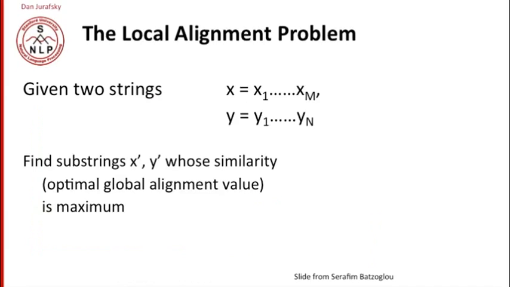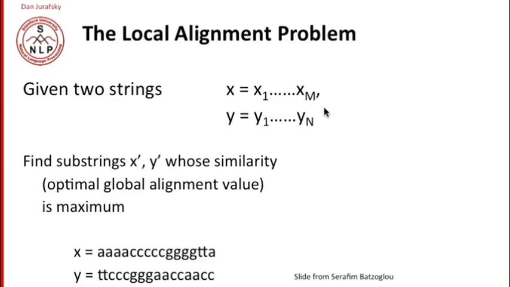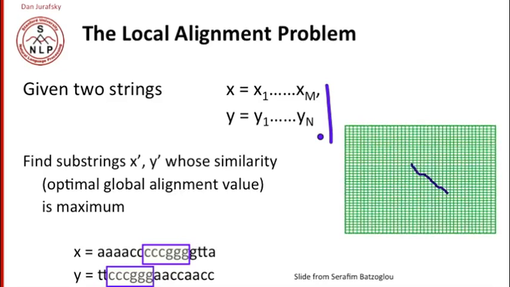A similar extension of the Needleman-Wunsch or the standard dynamic programming algorithm for string edit distance is the local alignment problem. So here's the local alignment problem. We have two strings, x of length m and y of length n, and we want to find two substrings whose similarity is maximum. So imagine that here's x and here's y. Out of these two strings, we'd like to find these two substrings, CCC and GGG. That's the largest similar substring.